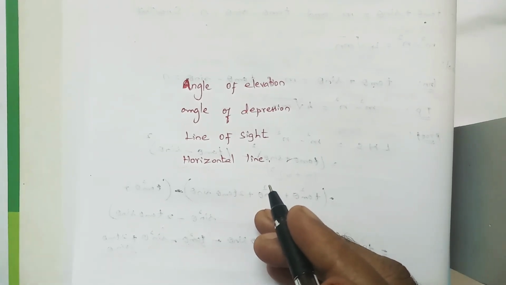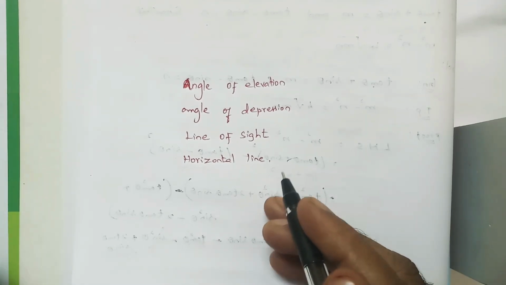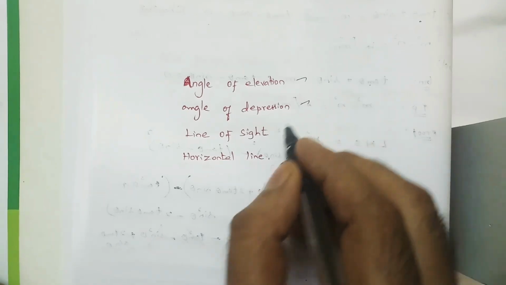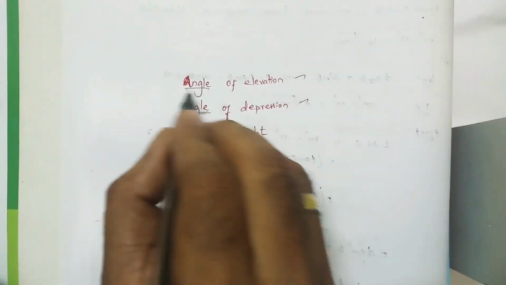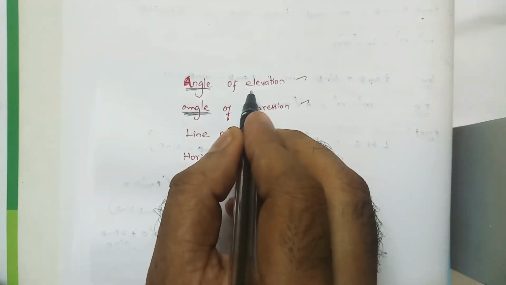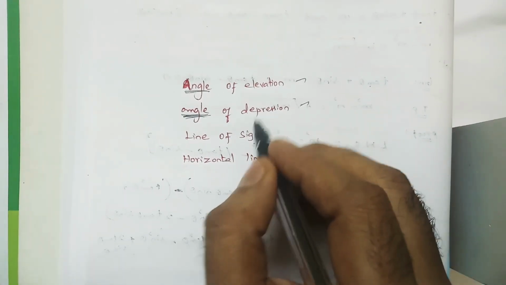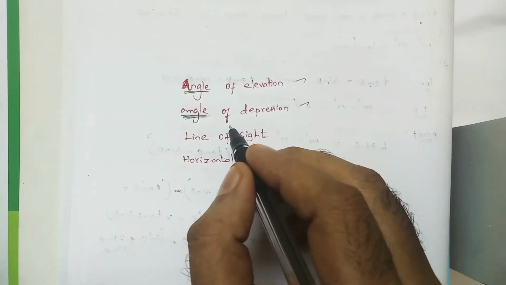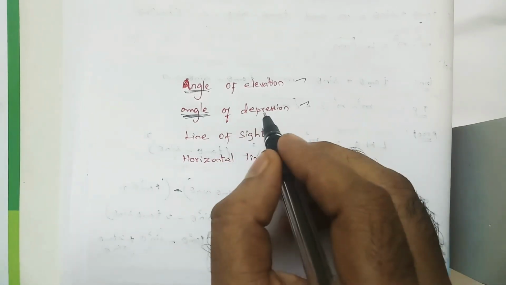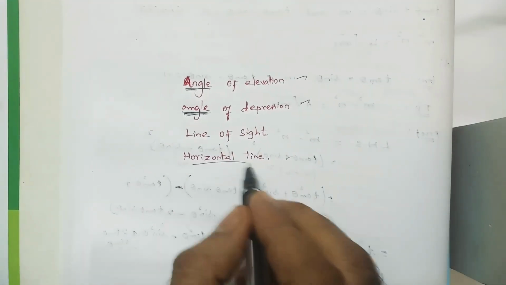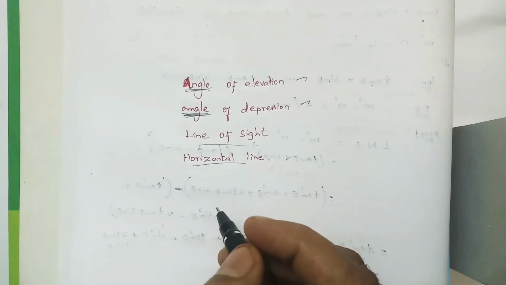First we want to know a few basic things for this chapter. What are they? Angle of elevation and angle of depression. These are based on angles. When do we say that an angle is called the angle of elevation, and when do we call it the angle of depression? And line of sight and horizontal line.